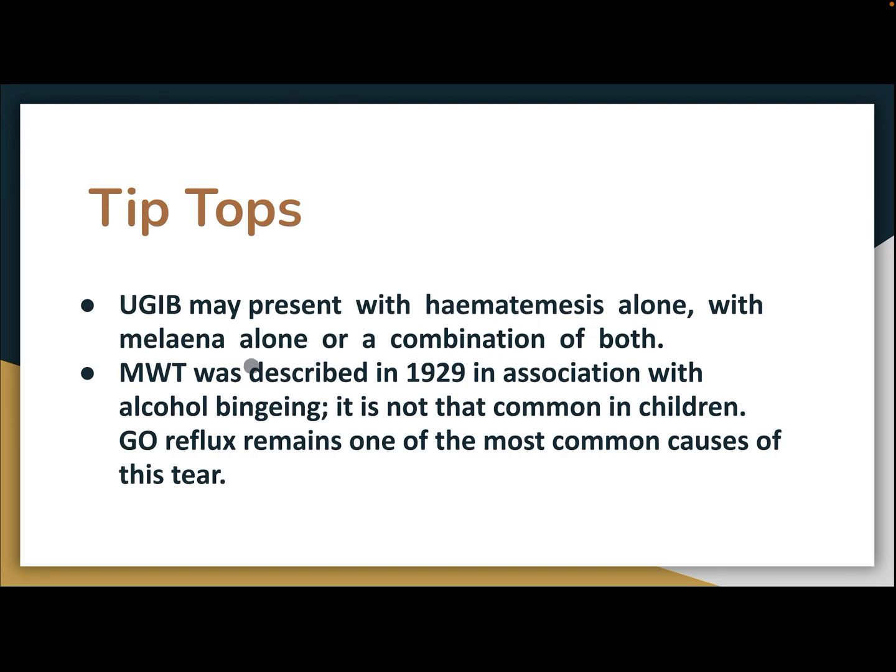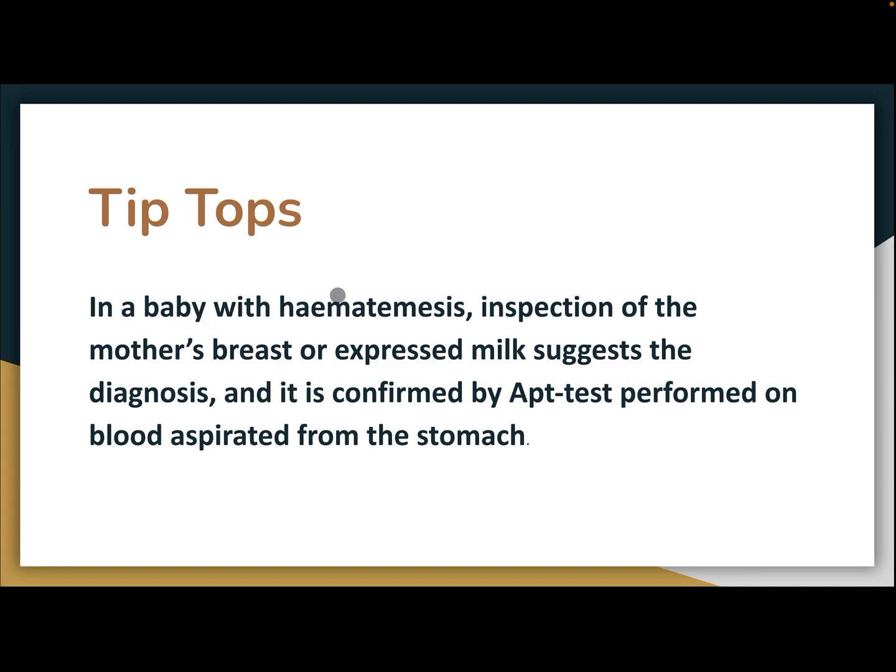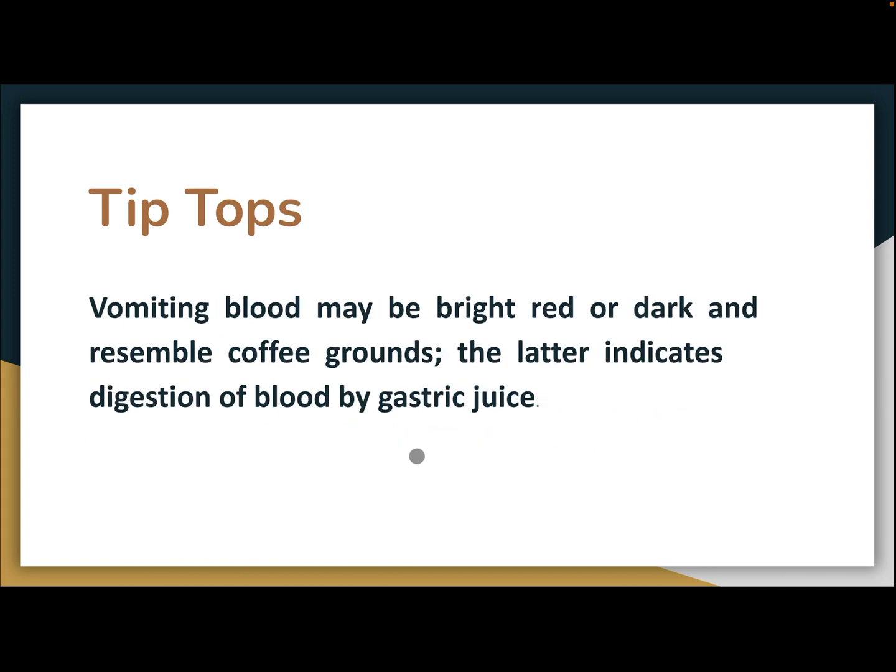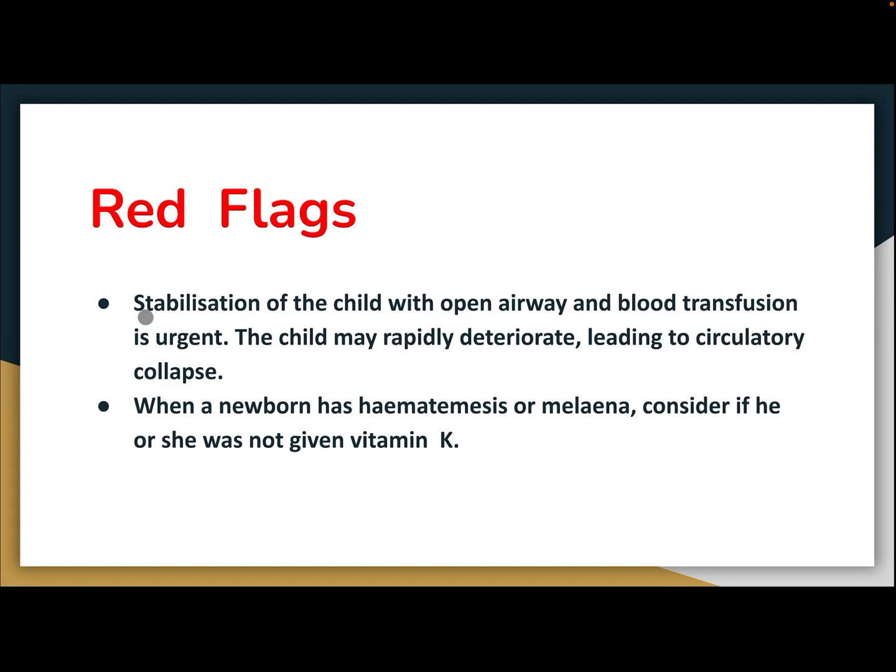Upper GIT bleeding may present with hematemesis alone, with melena alone, or a combination of both. Mallory-Weiss tear is associated with alcohol binging. It is not that common in children. Gastroesophageal reflux remains one of the most common causes of this tear. In a baby with hematemesis, inspection of the mother's breast or expressed milk suggests the diagnosis, and confirmation by APT test performed on the blood aspirated from the stomach. Vomiting blood may be bright red or dark and resemble coffee grounds. The latter indicates digestion of the blood by gastric juice.